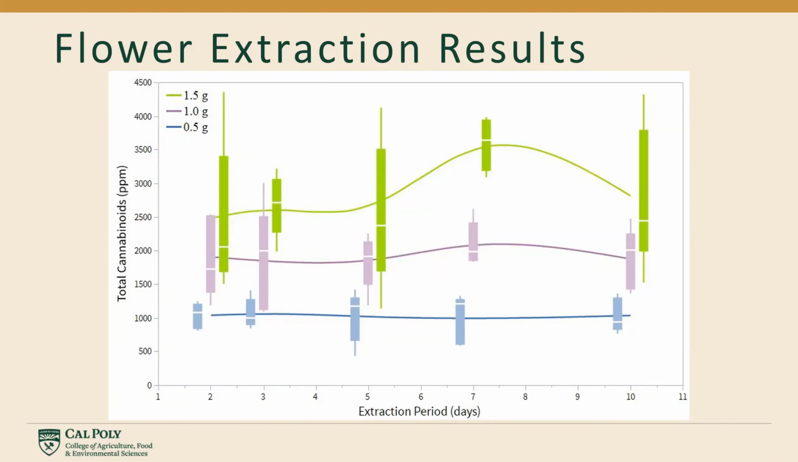2 to day 10. Similar to the leaf extraction results, within each weight level, there is no difference in total cannabinoid content over time, meaning essentially you get the same extraction from day 2 to day 10.